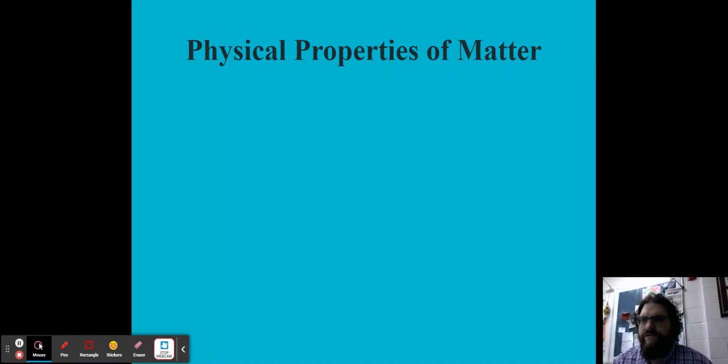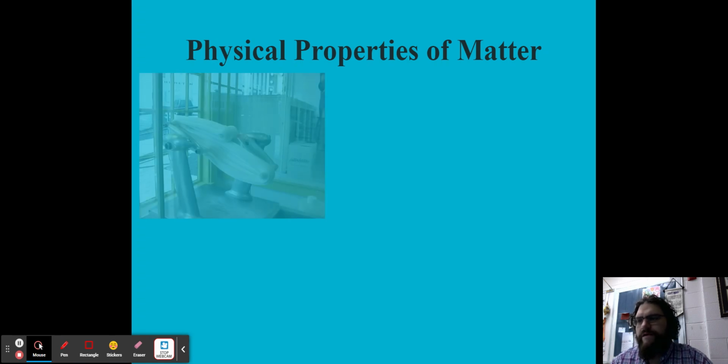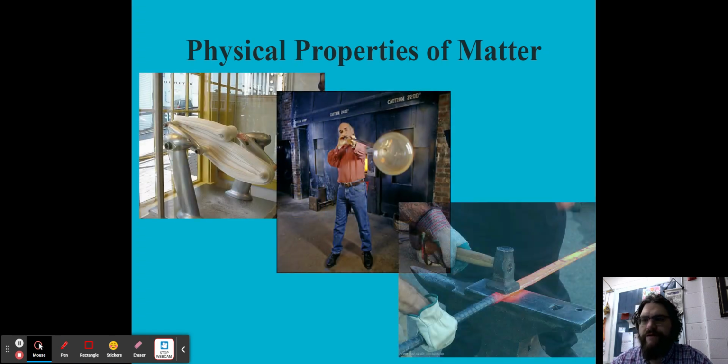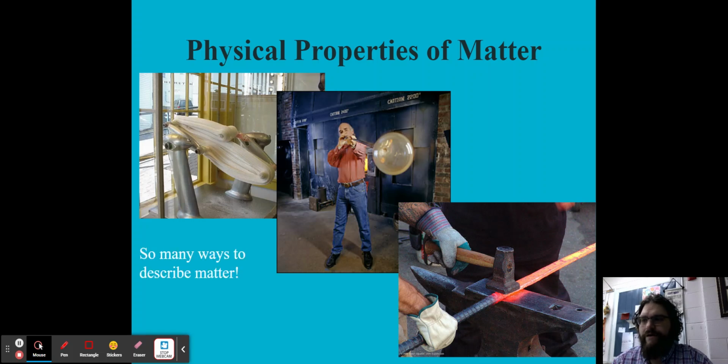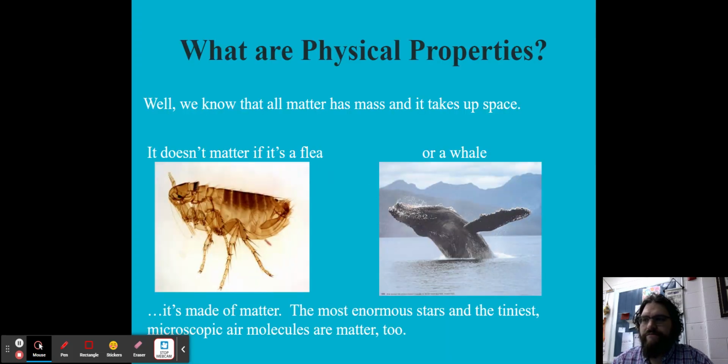Okay, guys, today we're going to be talking about physical properties of matter and then a little bit about physical change, obvious kind of in its entitlement. Okay, so before we can really start talking about the properties, we first must review what matter is. Matter is anything that has mass and takes up space.